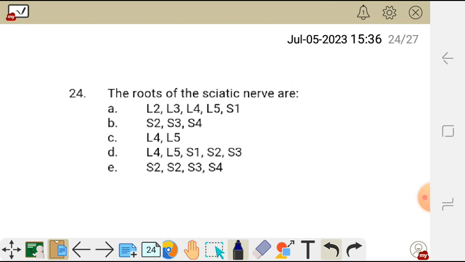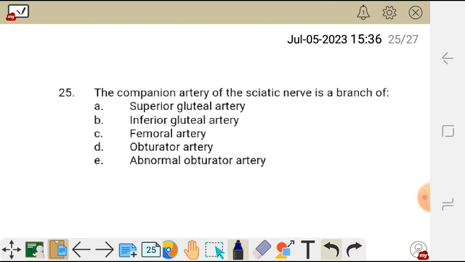Question 24. The roots of the sciatic nerve are, the correct answer here is D. L4, L5, S1, S2, and S3 are the roots for the sciatic nerve. Okay, so it is L4, L5, S1, S2, and S3. The correct answer is D. So let's move on to question 25.